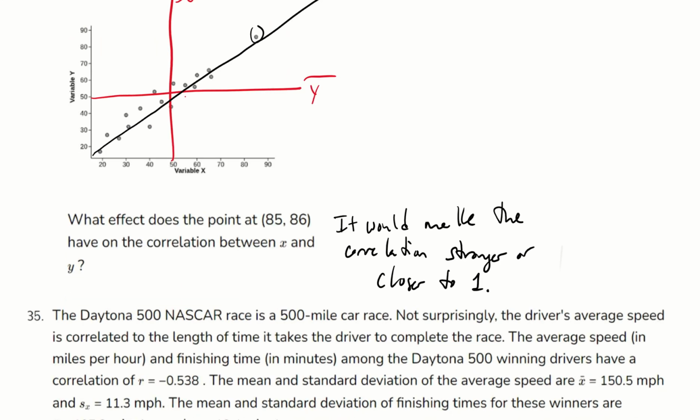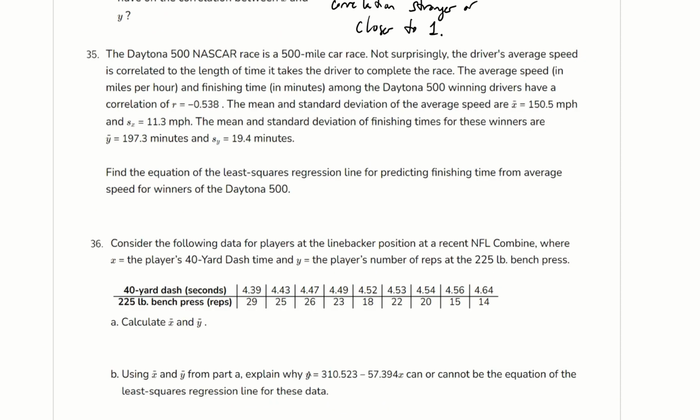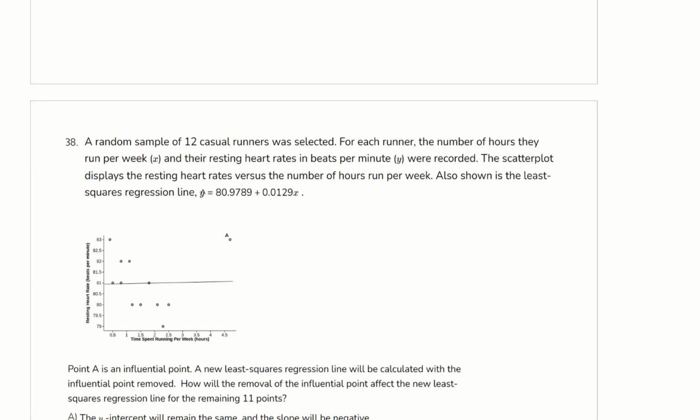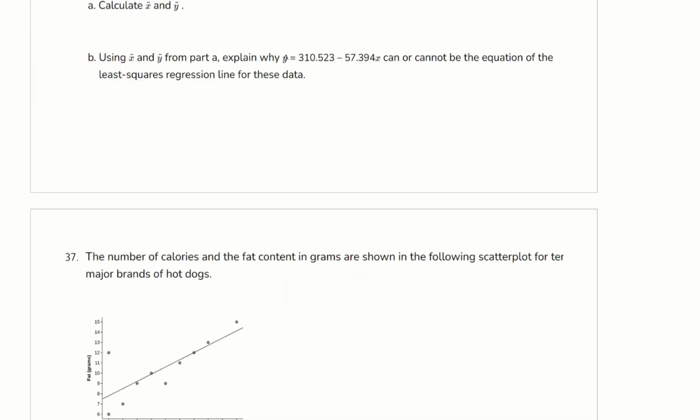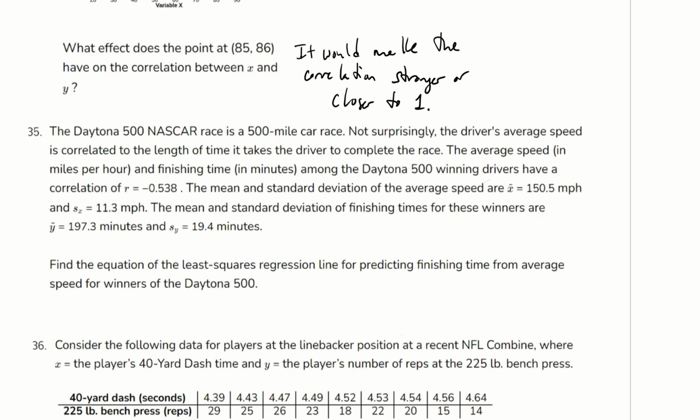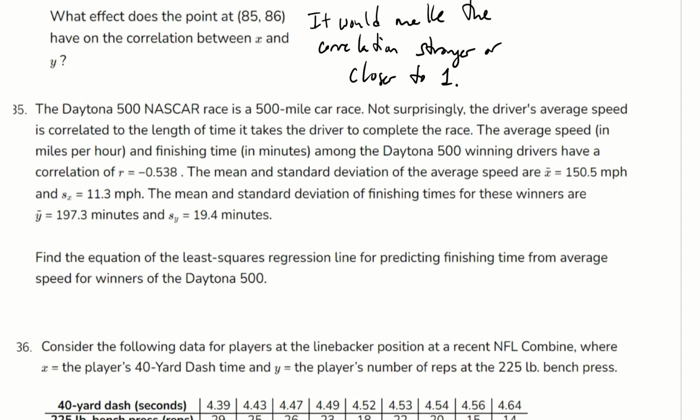All right, so now let's look at 35, the Daytona. So we should be almost wrapping up the lesson. Let's see, we got a few more questions on here, I think, before we wrap up. Okay. All right, so let's add 35. The Daytona 500 NASCAR race is a 500-mile car race. Not surprisingly, the driver's average speed is correlated to the length of time it takes for them to complete the race. The average speed and finishing time of 500 winning drivers has a correlation of negative 0.538.